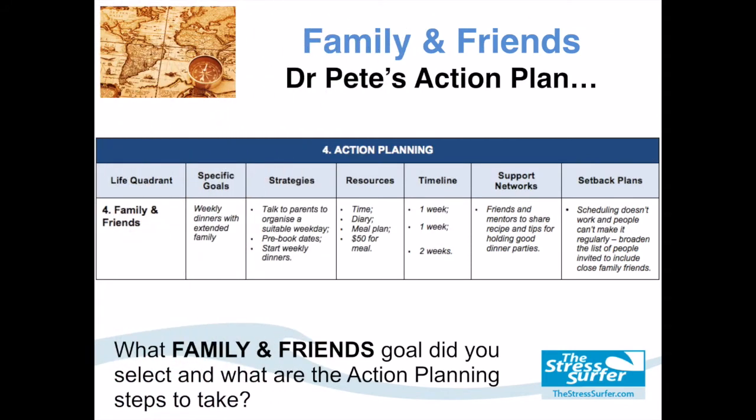As you can see, when it comes to family and friends, I've selected a goal of organising weekly dinners with my extended family. And you can see the strategies, resources, timelines, support networks, and setback plans I've developed to achieve this goal. What family and friends goal did you select, and what are the action planning steps you need to take?